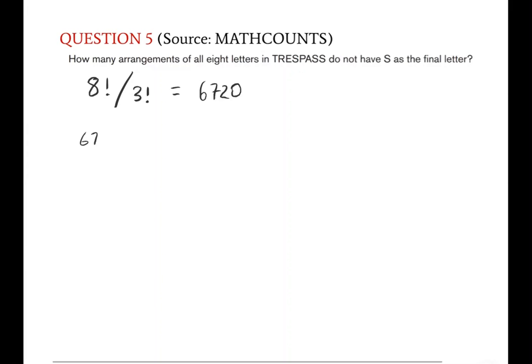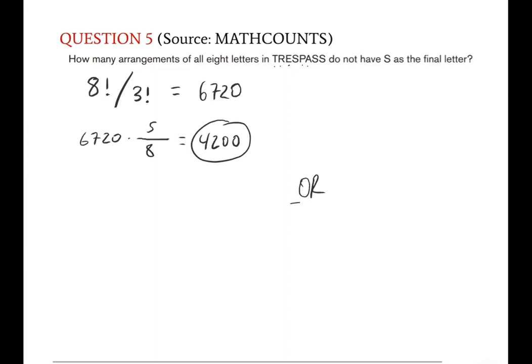So, since 5 of the 8 letters are not S's, for the last letter to not be an S, we can just multiply that by 5 over 8, and we'll get 4,200. So that is our answer.